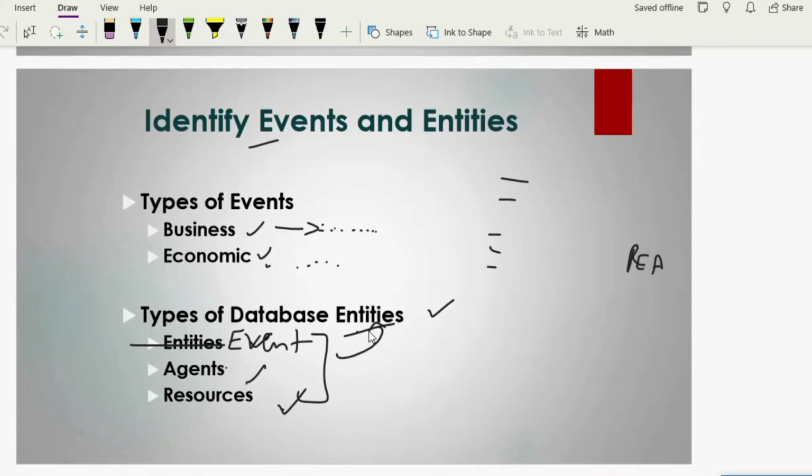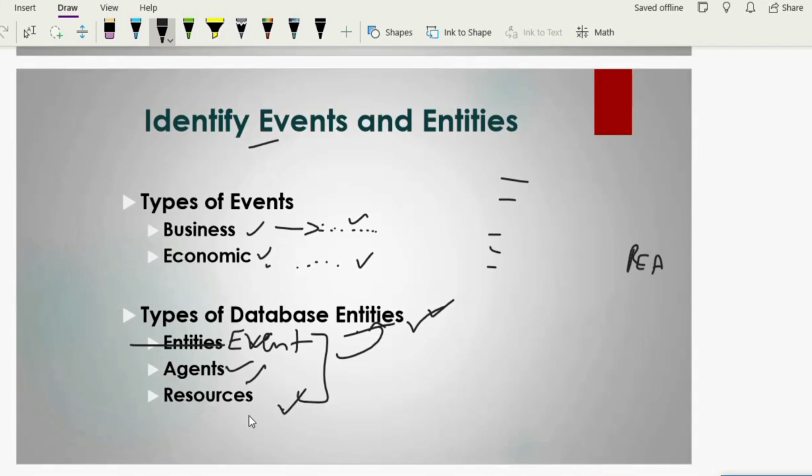A database contains data about different objects which are of interest for the database. We call them entities, and we know that we have three entities. Firstly, events. Events are, as I said, business or economic events. Then we have agents. Agents are those who are associated with these events. We could have internal or external agents. Examples of internal agents are employees of the organization. Examples of externals are vendors and the customers of the organization.